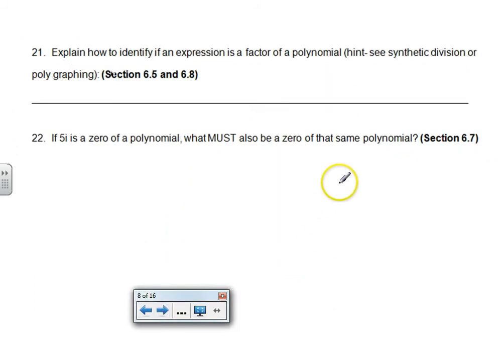How will you identify if an expression is a factor of a polynomial? So my hint to you is see synthetic division or when we did polynomial graphing. Two ways. If you divide synthetically or normally even, if the remainder equals 0, then it is a factor.